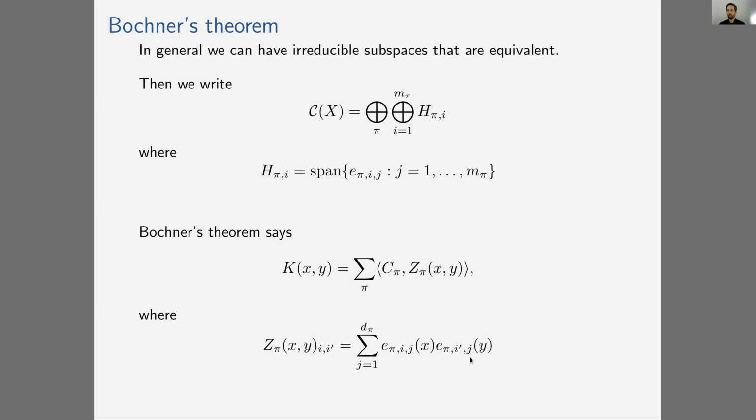And if you think again about Schoenberg's theorem, there n pi is equal to 1. You don't have equivalent copies, so this disappears. Here the I is just always 1, so it sort of disappears from the notation. And then here you get 1 by 1 matrices, which means that your coefficient matrices are also 1 by 1 positive semidefinite matrices, which are just non-negative scalars, right? So you're back in that setting.